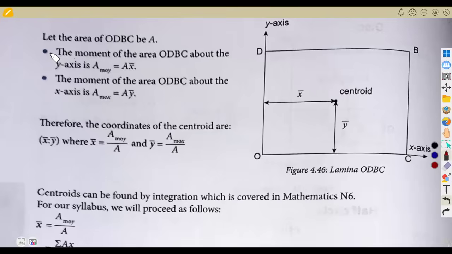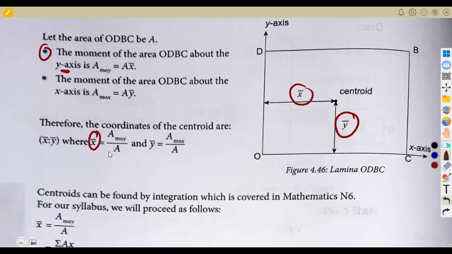If we are taking the moments about the y-axis, this is the area moment about the y-axis. It is equal to the area times the x, which is measured from our centroid. Remember how we obtain our x. Depending on the question, you need to calculate this, and you also need to calculate this. So you make x bar the subject: x bar is the area moment about y over the area.